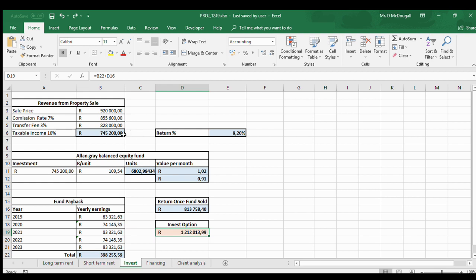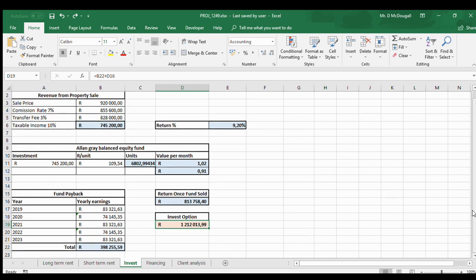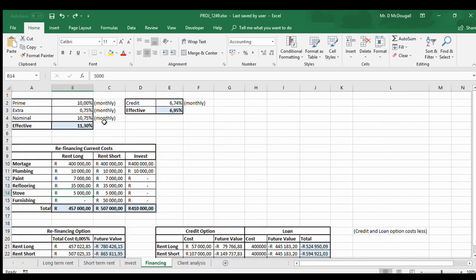The Allan Gray Balanced Equity Fund was used to invest the money. Information was retrieved from their website with regards to the return percent as well as the value per month. Next, the fund payback was calculated for each of the years, and a total was calculated. The return once the fund was sold was also calculated using the return percent, and the total for this investment option was calculated. Next, financing had to be done.